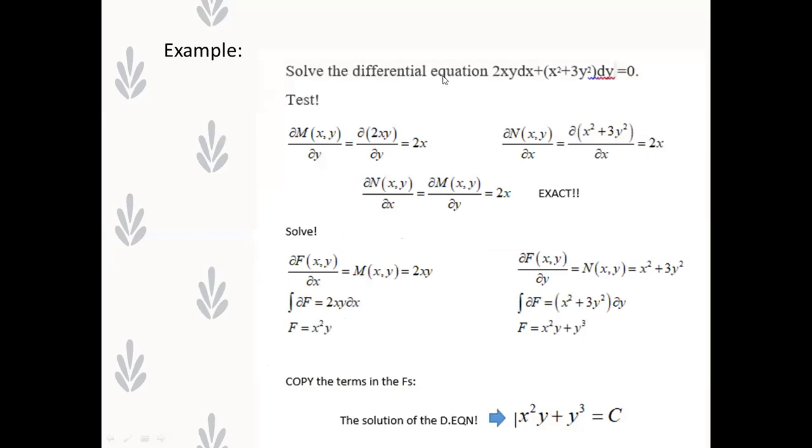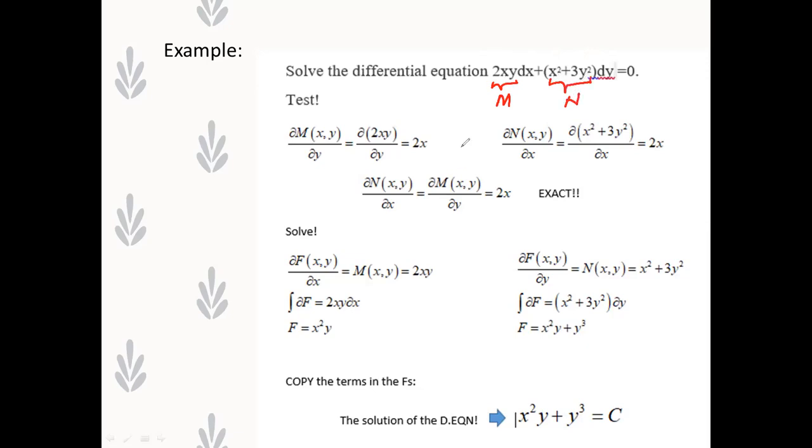Now, you are to solve the differential equation 2xy dx plus the quantity x squared plus 3y squared dy equal to 0. Before you are even tempted to solve this using the exact differential equation technique, there's a need for you to test. And the test is always a requirement. And what do you test? You test whether the partial derivative of M with respect to y and the partial derivative of N with respect to x would be equal. So this is actually your M and this is actually your N.